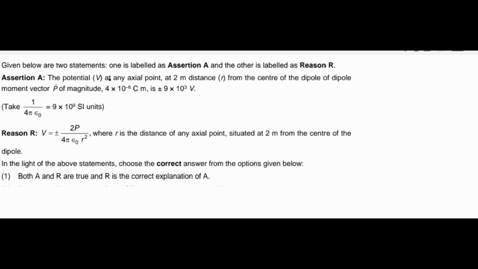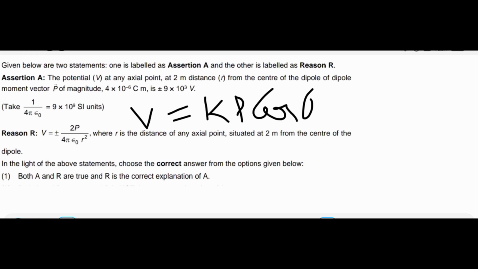See, with respect to the dipole moment, how the potential is related, and the calculation they have given as the answer, that is ±9 × 10^3. You know the relation of the dipole, and they are asking at an axial point. So V is equal to K P cos θ by R square.